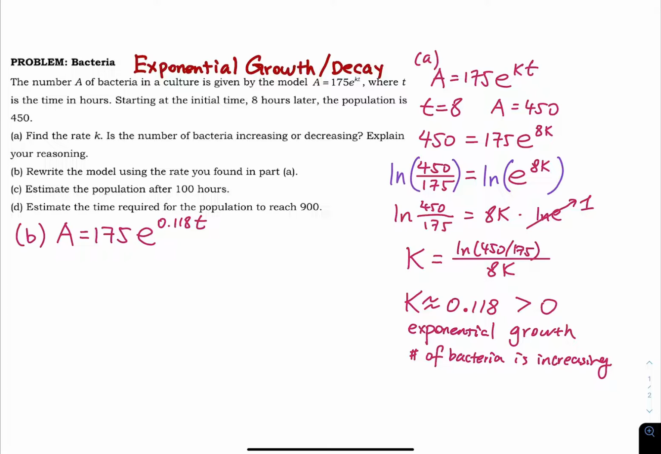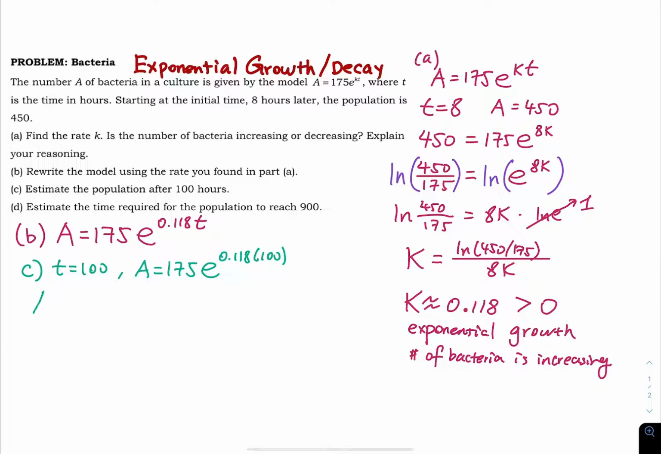The next one is estimate the population after 100 hours. So t equals 100. Let's do that in a different color. So C, when t equals 100, what is the population? A equals 175, and then e to the 0.118 times 100. If you are following this, don't just take the numbers I give you. Use your calculator, plug in the numbers, make sure you can get that on your homework, on your test. Make sure you can get the numbers when no one is helping you out.